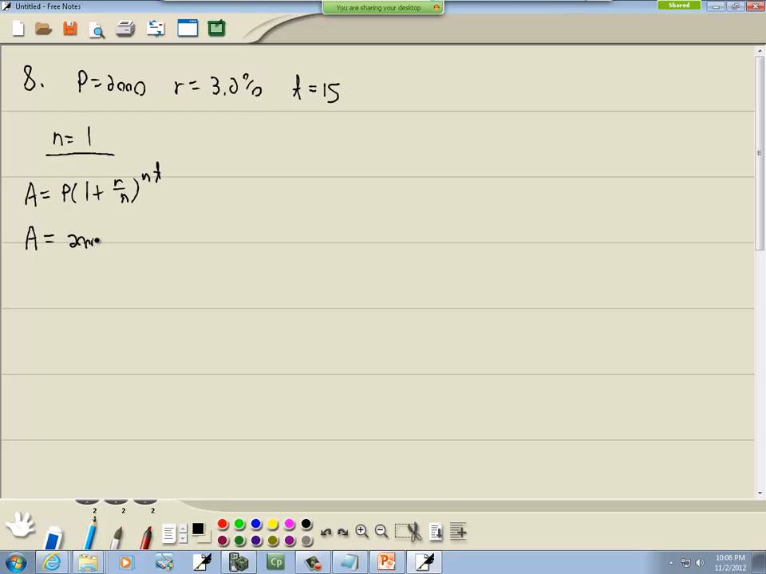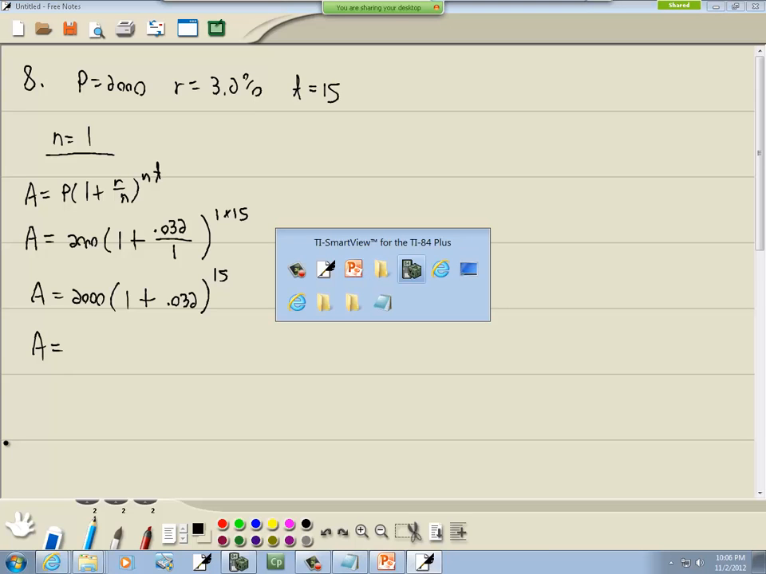P is 2,000. 1 plus R, which is 0.032, over N, which is 1, raised to the NT power. So it'll be 1 times 15. It's better to do a little bit of this in your head by hand before you plug in your calculator. The part I'm specifically talking about is the N times T power. So 1 times 15 is 15. Now let's go plug it in.